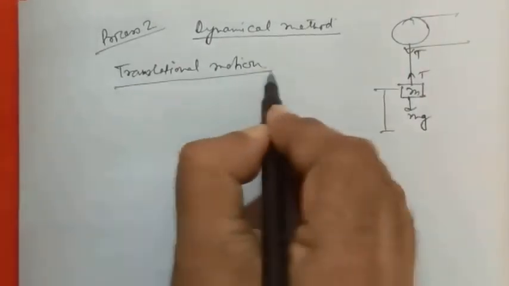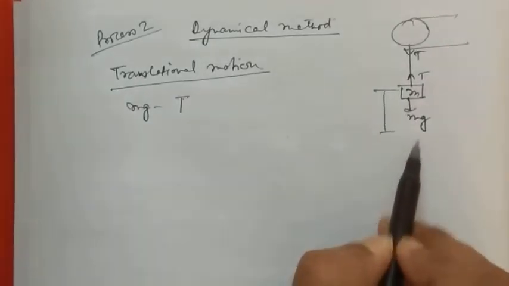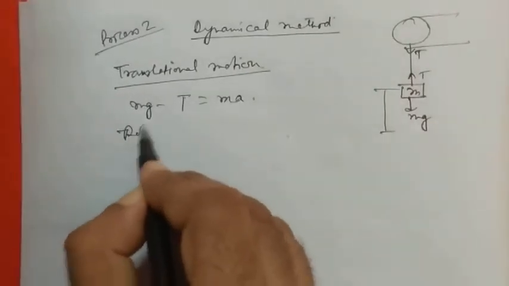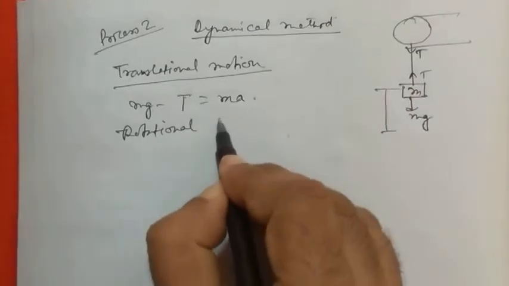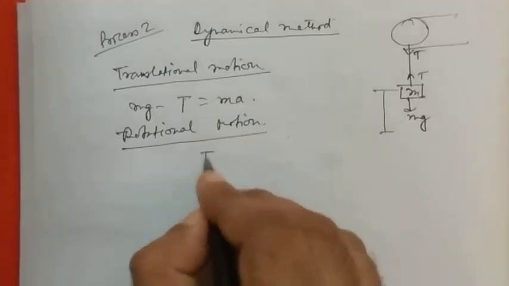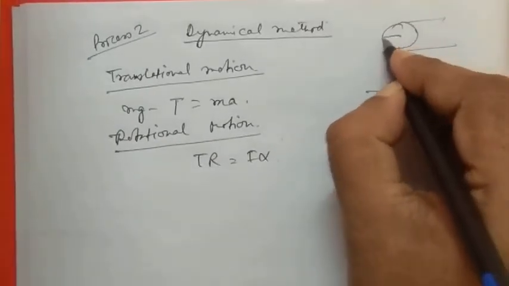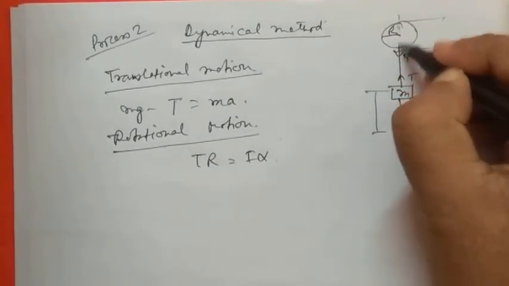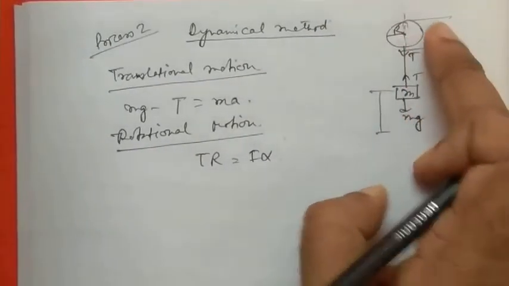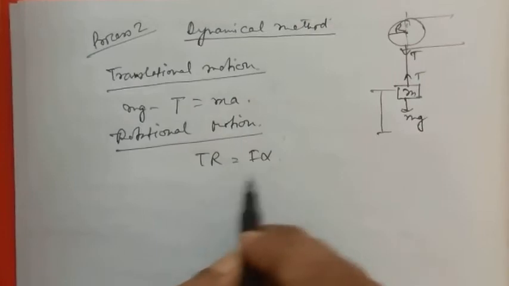That is, mg minus T, because the block comes downwards, so mg is greater than T, so mg minus T is equal to ma. Now for rotational motion, the equation will be TR is equal to I alpha. Why do we write this TR? This is T, the radius of the cylinder is R, so the line of action of this tension force is tangential to the cylinder. So TR helps the rope to be released as the block m falls downwards. So TR is equal to I alpha.